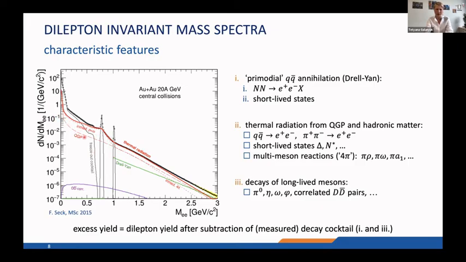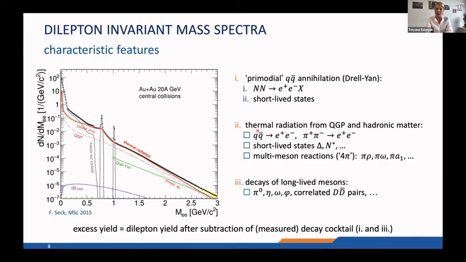And last but not least, we have a contribution to the dilepton spectra from hadronic states like pi zero, eta, omega, phi, that decay at the freeze-out. These particles are the main and dominant source of the so-called combinatorial background that we have to deal with experimentally before we can really measure the thermal radiation.